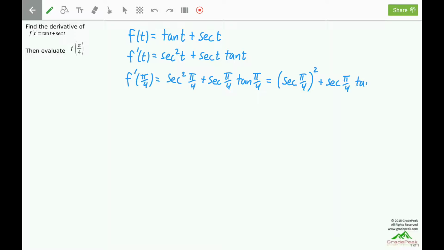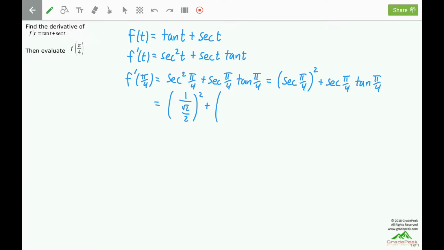I'll write the second term exactly as we see it so we can evaluate all of the trig functions at the same time. Secant of pi over 4 is 1 over the cosine of pi over 4. The cosine of pi over 4 is root 2 over 2. So I will have 1 over root 2 over 2, and then quantity squared.